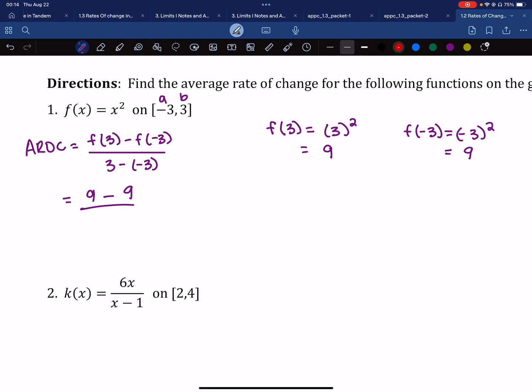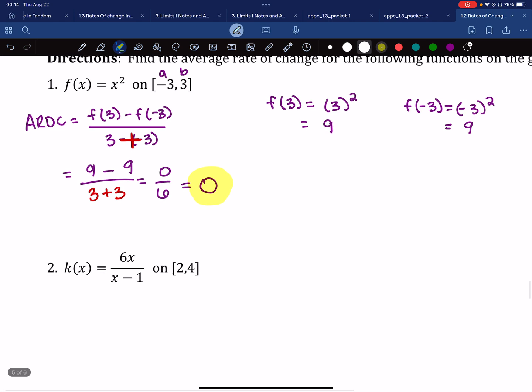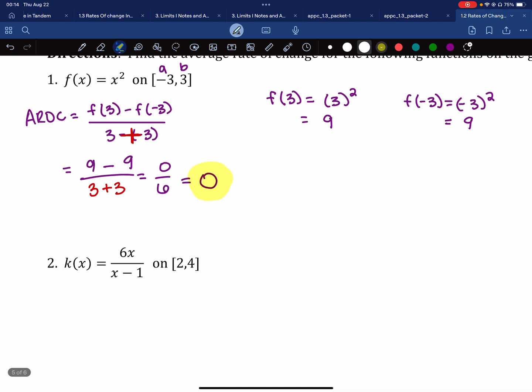On bottom, I have a double negative, 3 minus a negative 3. The double negative turns that into a positive, and so I end up getting 3 plus 3. Well, then 9 minus 9 is 0, 3 plus 3 is 6. 0 over 6 is 0. So this is what we get right here. Okay? And so 0 would be your average rate of change.